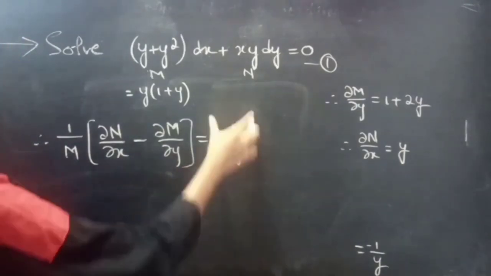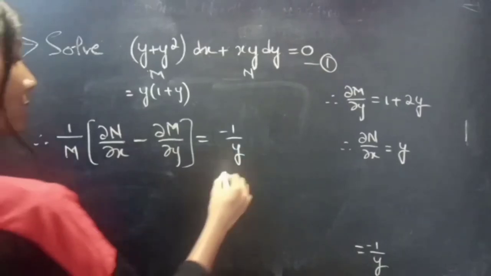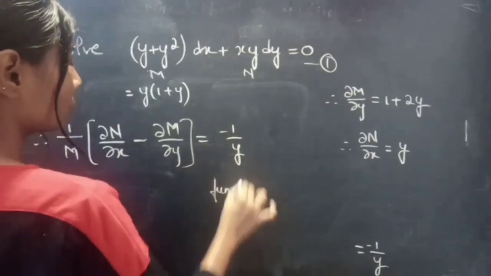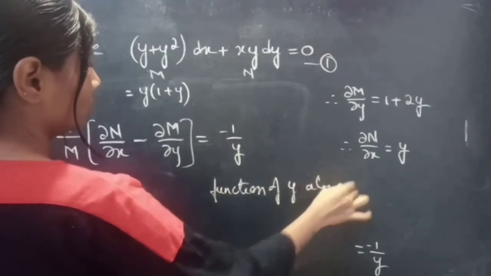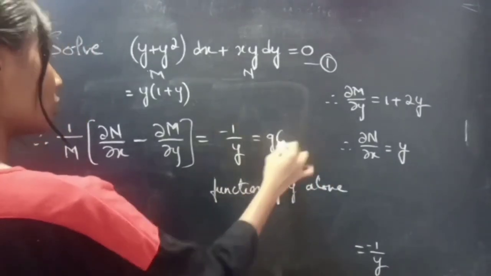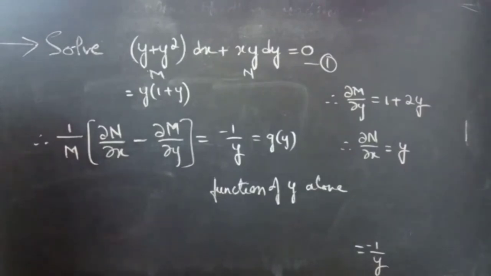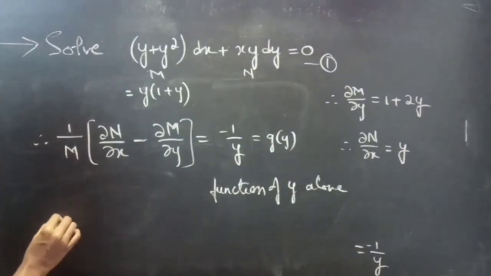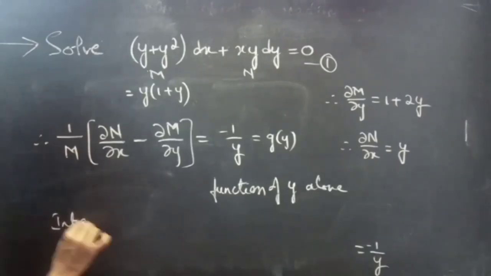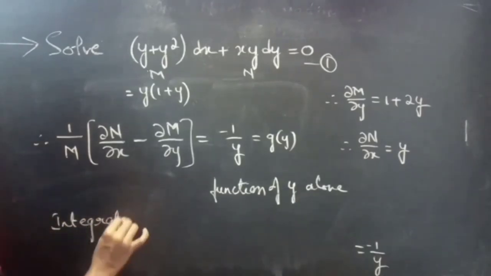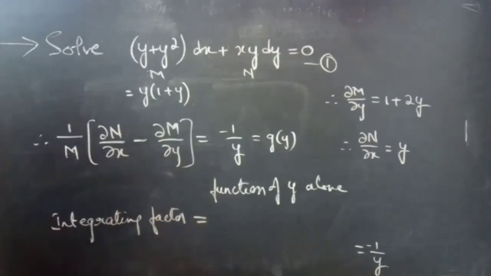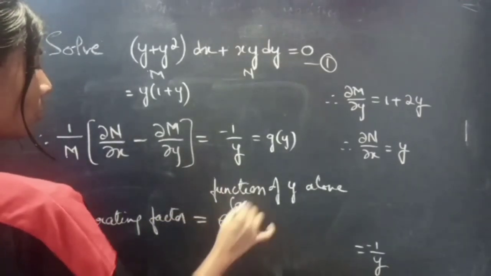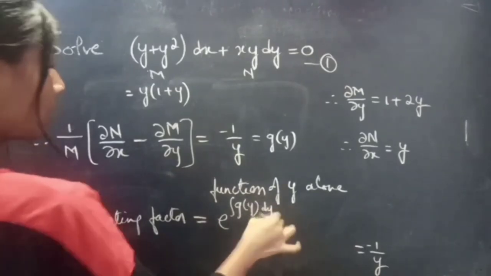therefore it is equal to minus 1 by y. Since it does not involve any x, we can call it a function of y alone. Name it as g of y, function of y. So here our integrating factor will be e power integral of function of y into dy.